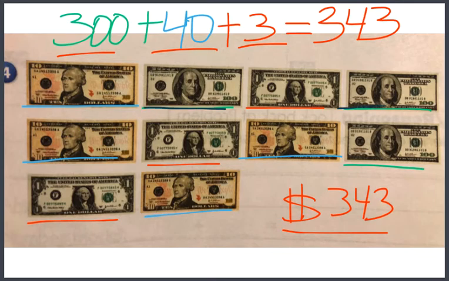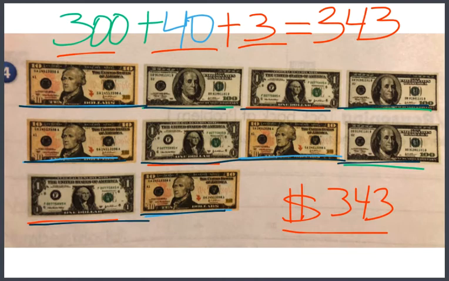100, 200, 300, 310, 320, 330, 340, 341, 342, $343. When you are counting your money, always start with the biggest bill or coin first.